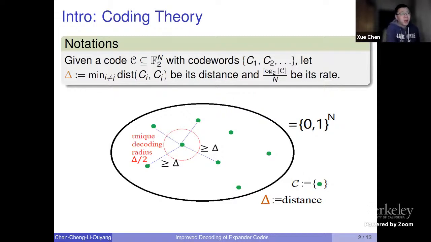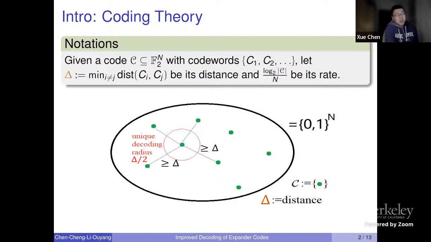Okay. So let me review some basic notations in coding theory that will be used in this talk. We will only consider binary codes of blocklength n, say the code words C1, C2, and so on in this binary code C. And we define distance to be the minimum Hamming distance among all pairs of code words in C. And we define log of the size of C divided by the blocklength n to be its rate. One thing we will use in this talk is that if the distance is delta, then the unique decoding radius of the code C is half of delta. This fact will be extensively used in this talk.